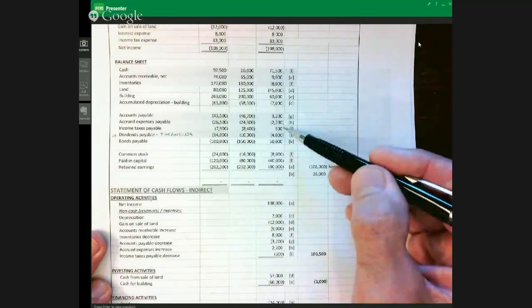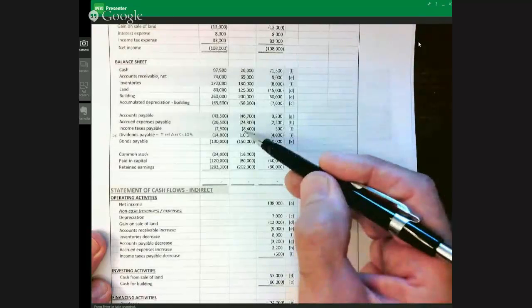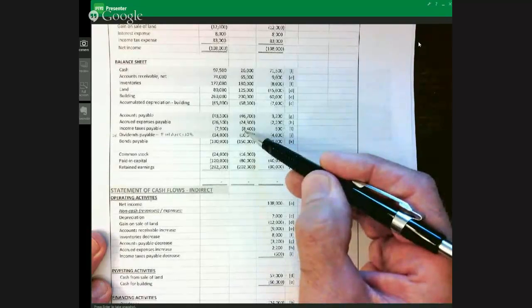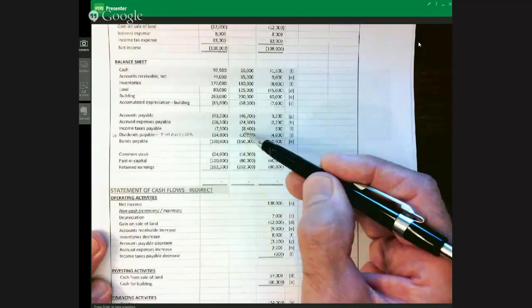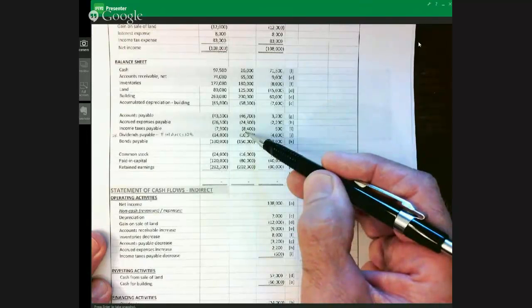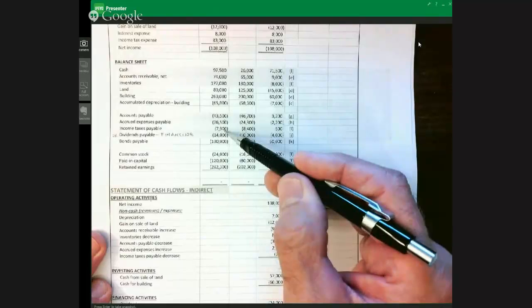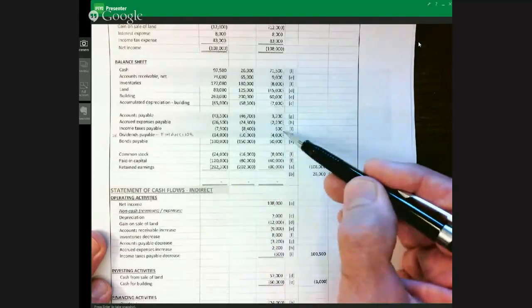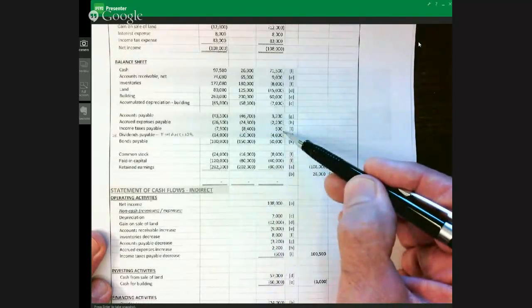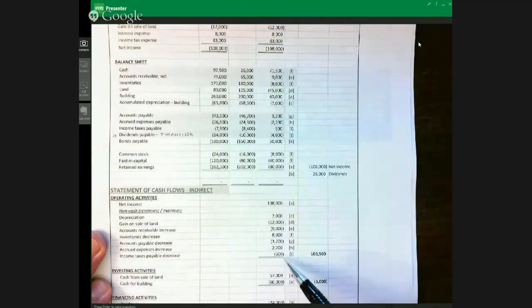Income taxes payable would be next, and you can see the company paid past taxes. Beginning of the year was $8,400. The end of the year taxes was $7,900. So accrued taxes went down. To decrease a liability, you would make a left-hand or debit to the liability. The offsetting credit would go to cash flow from operating activities.